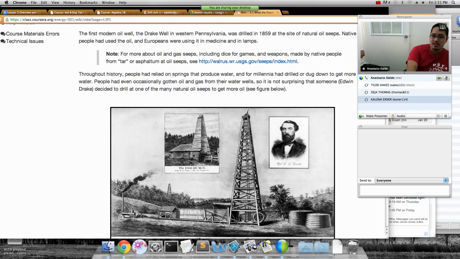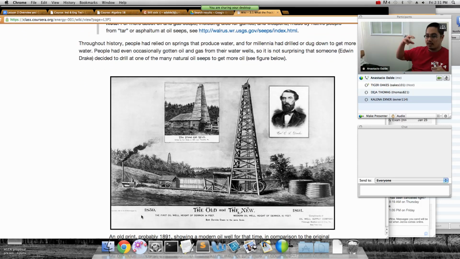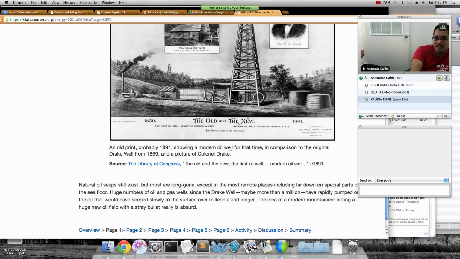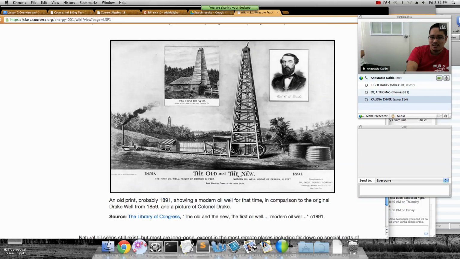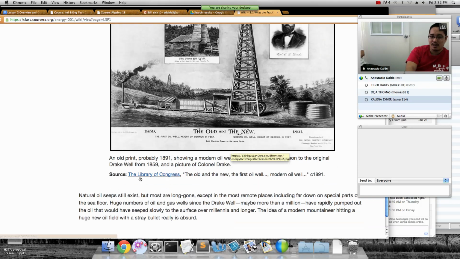But Edwin Drake built one of the first oil drills in 1859, and it looked kind of like this. Here's what the original one looked like, and then here's what his new one looked like, the one in 1891. So we've got 1859 versus 1891. Pretty cool? This is from the Library of Congress.